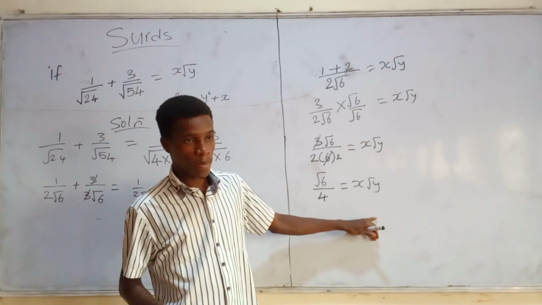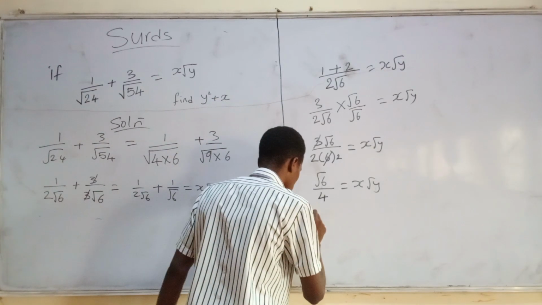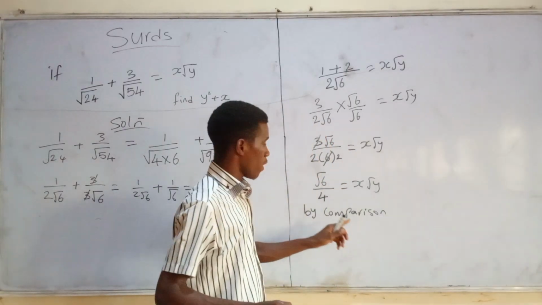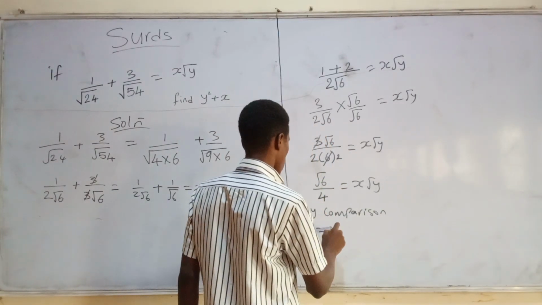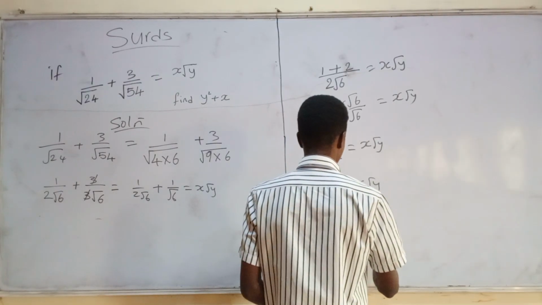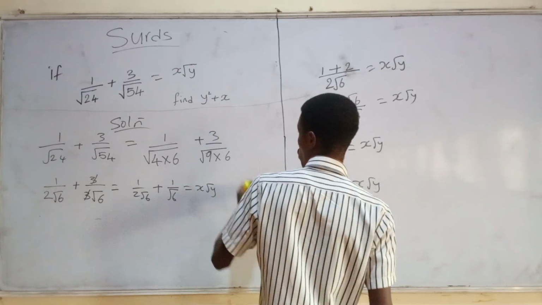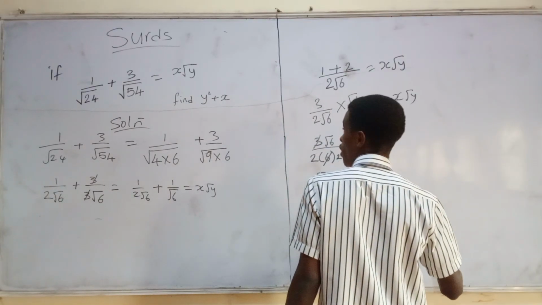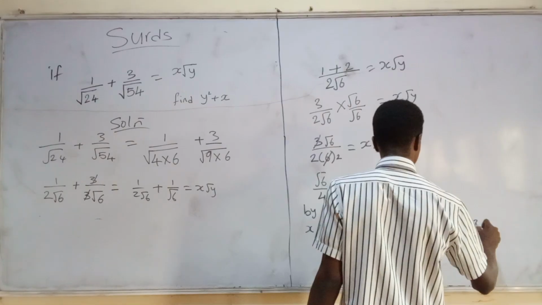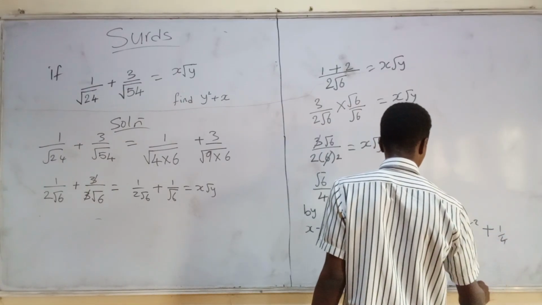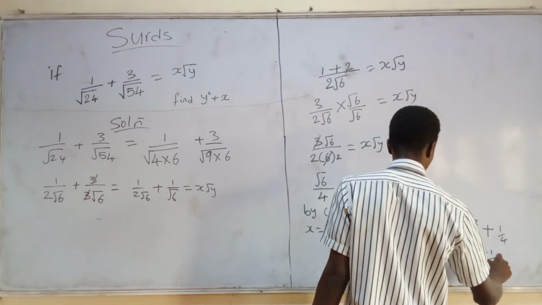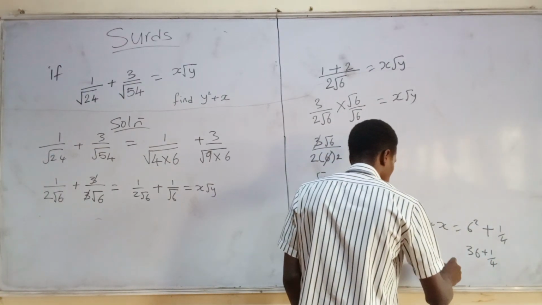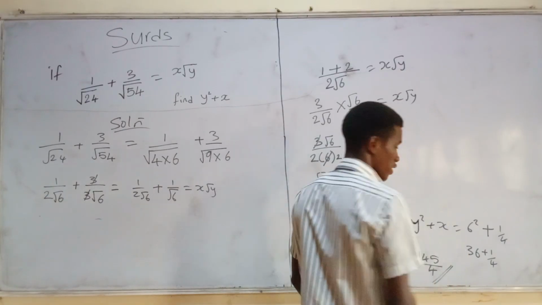Now if you compare this thing now, let me write it very well. By comparison, x is what? 1 over 4. Y equals to 6. So for us to get this, we have that y squared. Therefore, y squared plus x is what? 6 squared plus 1 over 4. Which is what? 36 plus 1 over 4. 36 plus 1 over 4 is what? 145 over 4. And this is the final answer.